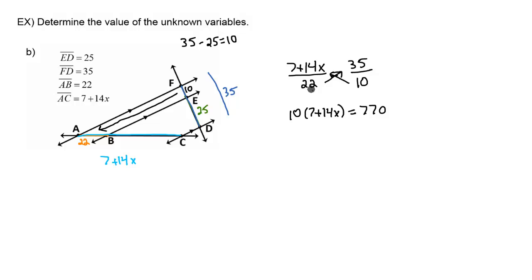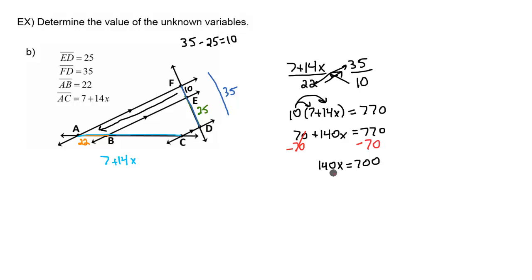Now I want to distribute, so 10 times 7 is 70. And then 10 times 14 is going to be 140x. Don't forget that x, which will again be equal to 770, which came from 22 times 35. Alright, now we want to solve for x, so I need to get that x by itself. I have to take away 70, so subtract that from the left side. It goes away. I also have to subtract it from the right side. So I'm left with 140x equals 770 minus 70, which is just 700.